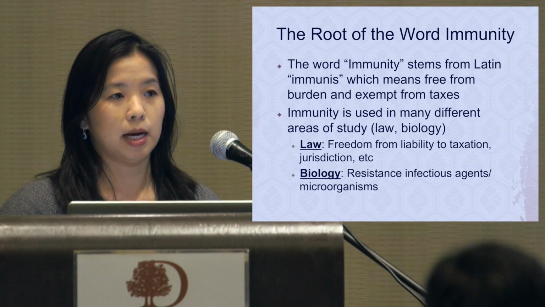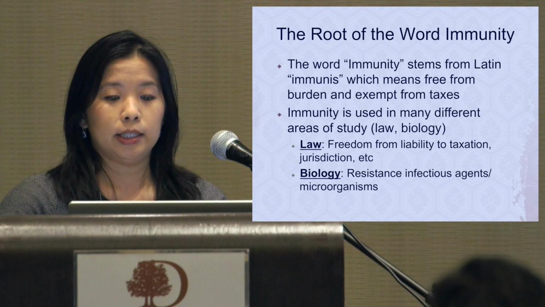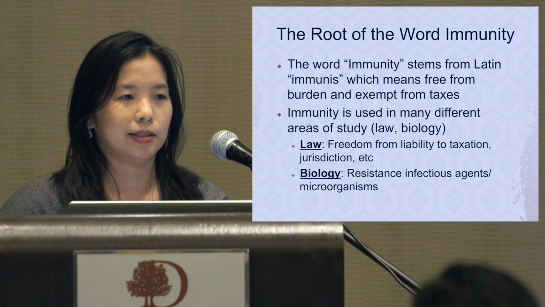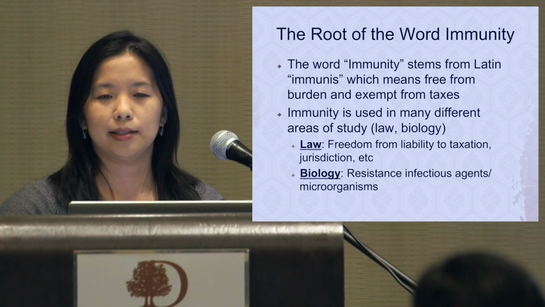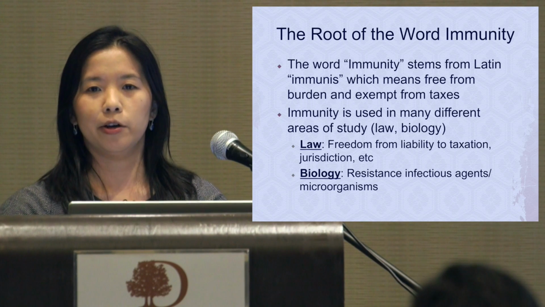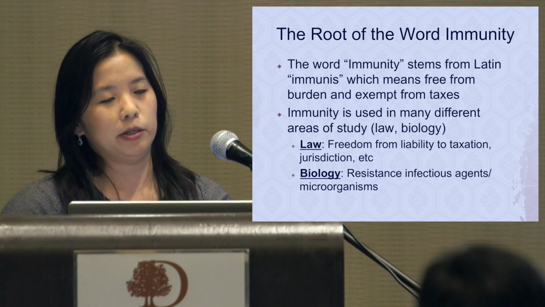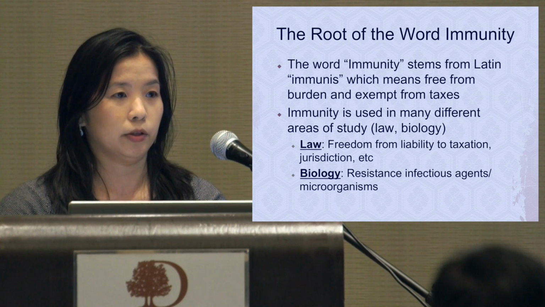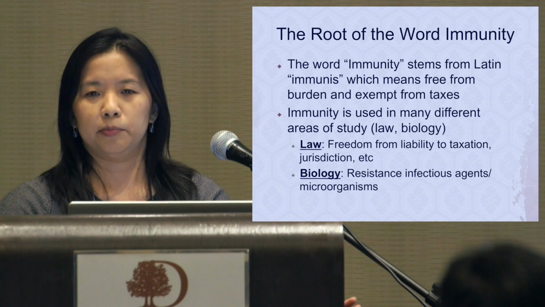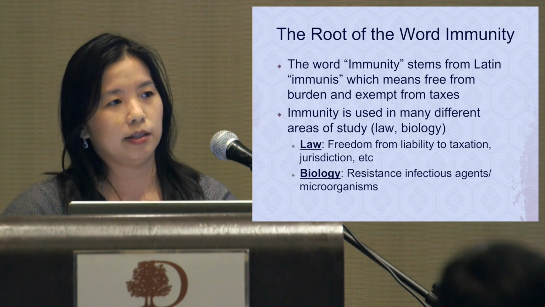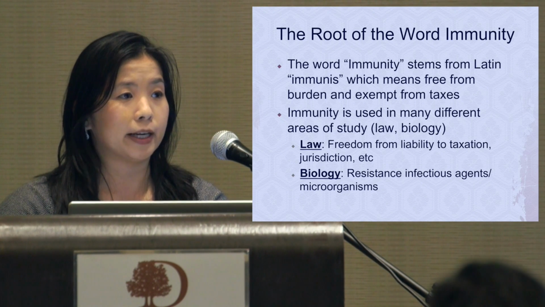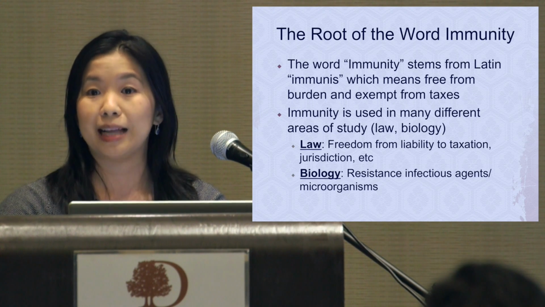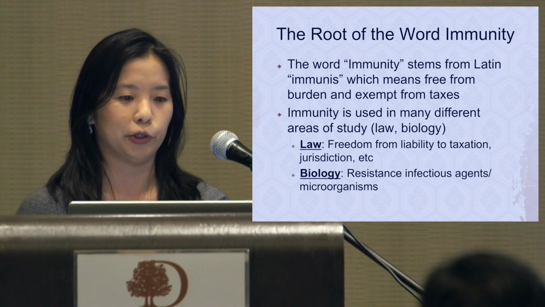So the word immunity comes from Latin, from the word immunis. It means exempt, free from burden, and exempt from taxes. Nothing to do with biology, right? You're just like, what? Taxes. But if you watch Law and Order like me, you always hear about immunity. So the word immunity can be used in many different disciplines. In a legal discipline, it essentially means freedom from liability, taxation, or jurisdiction. You always say, you're immune for this, grant me immunity. But in biology, essentially it's just being resistant to or fighting infections and foreign microorganisms. So everything comes from Latin, a lot of these medical terms.